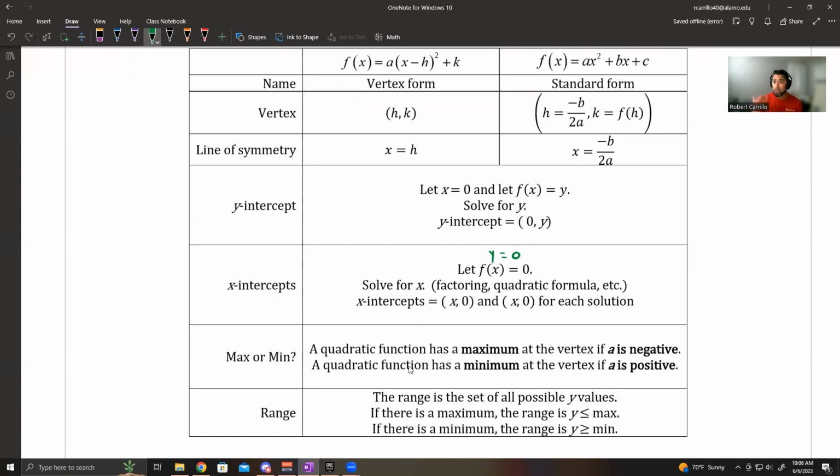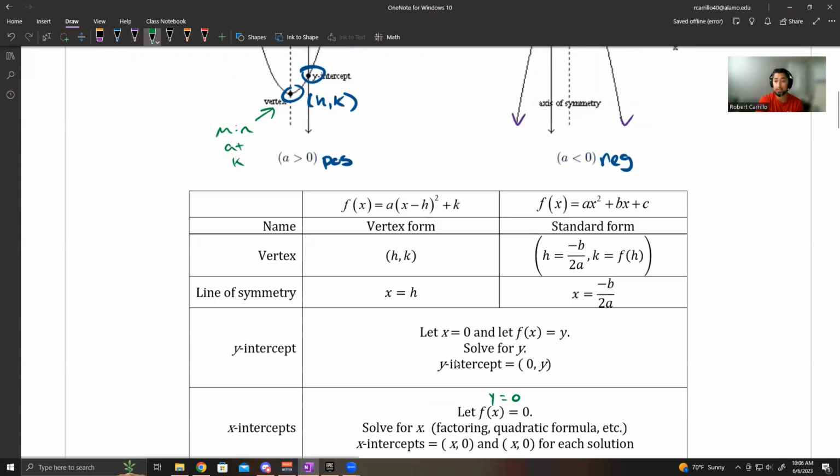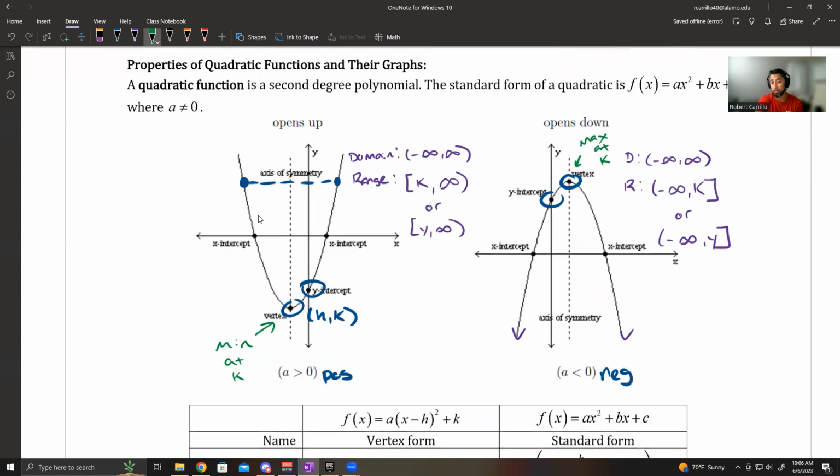Okay, and then here's what I talked about earlier, maximum or minimum. Your quadratic function has a max if your parabola opens down, that means that your leading coefficient is negative. And your parabola has a minimum if your parabola opens up. This means that your leading coefficient is positive. That's everything that we explored up here. So if it opens up, you have a minimum. If it opens down, you have that maximum.